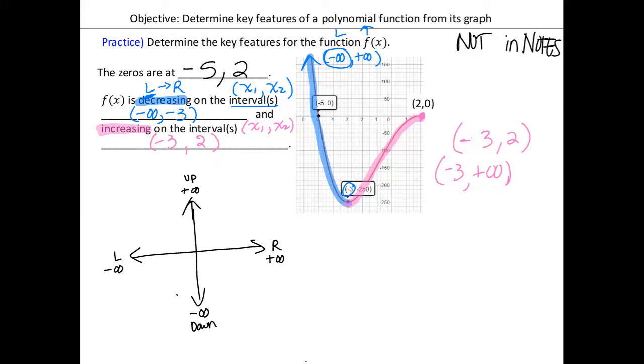It's not the bottom answer because, again, in the last examples it kept going forever, but this one stops at 2. So you would say -3, 2. Okay?